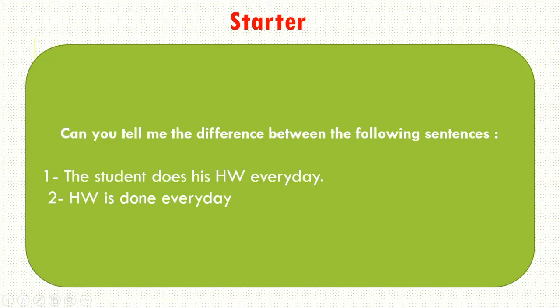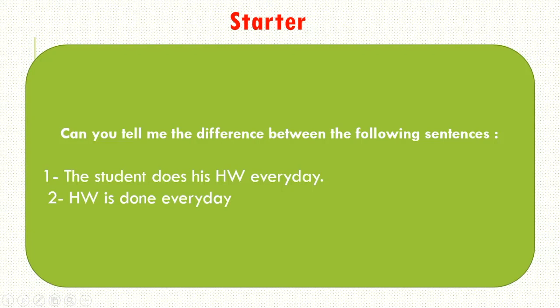The difference is that the first sentence started with the subject, the student, الفاعل, does الفعل, his homework, the object المفعول به. Now for the second sentence we started with the object. بدأ الجملة الثانية بالمفعول به. The homework is done every day.